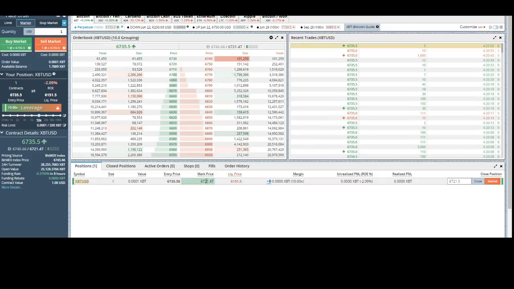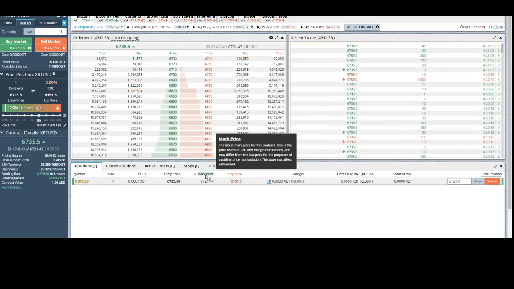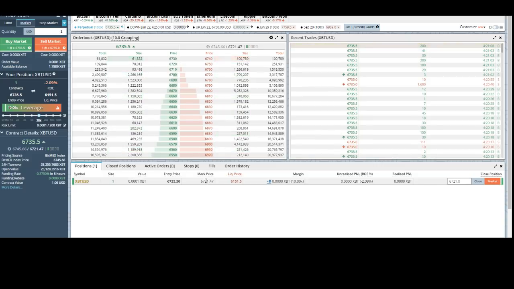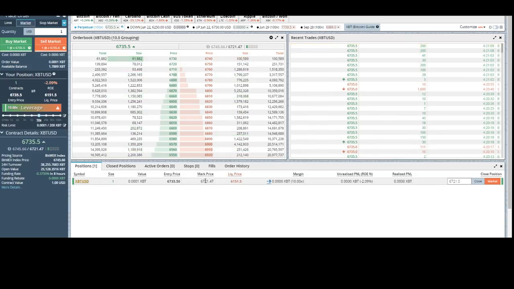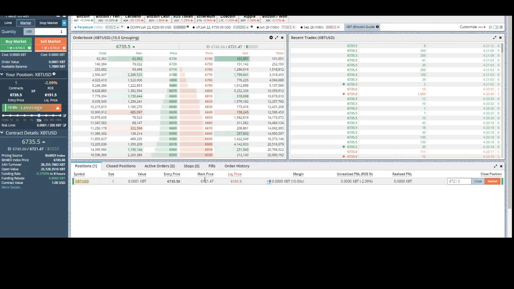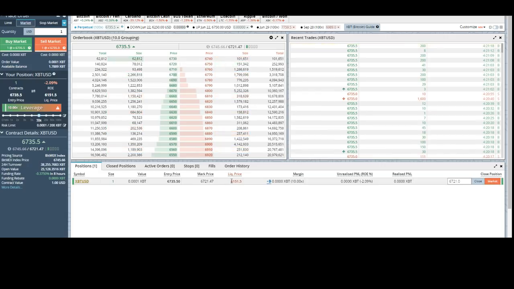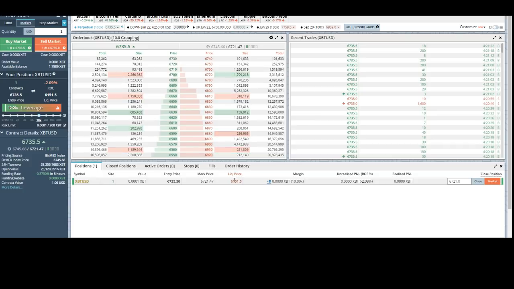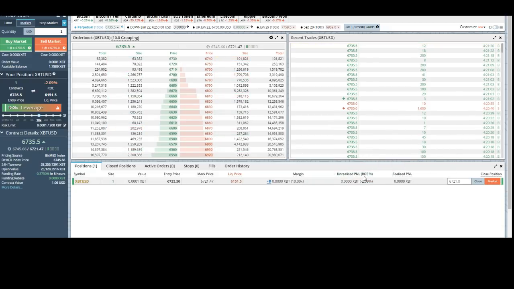Okay. Here you see your value. Here you see your entry price, the mark price. The mark price is a combination of the index price and the Bitmex price. The index price comes from GDAX, aka Coinbase Pro now, and Bitstamp, their combined price, and then it combines with the Bitmex price. Okay, there's your liquidation price. You should never worry about your liquidation price because you should always be using a stop loss. Here's your margin. Here's your unrealized and realized P&L.